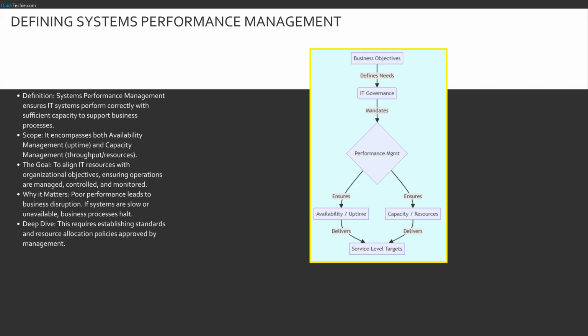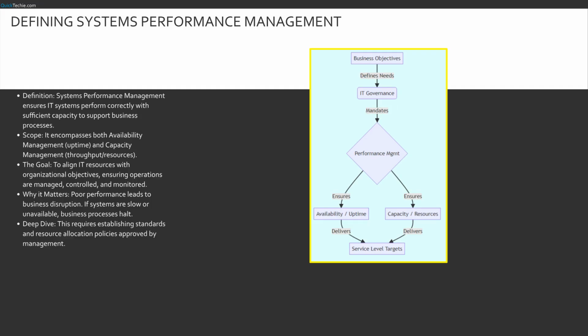If we fail here, we face business interruption. As auditors, we look for documented processes. If it isn't documented and approved by management, it's not a controlled operation. This diagram illustrates the flow of authority. We start with business objectives. At the top, IT exists to serve the business. This drives IT governance, which mandates performance management.